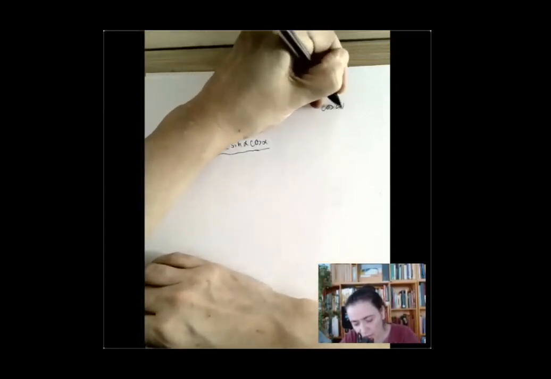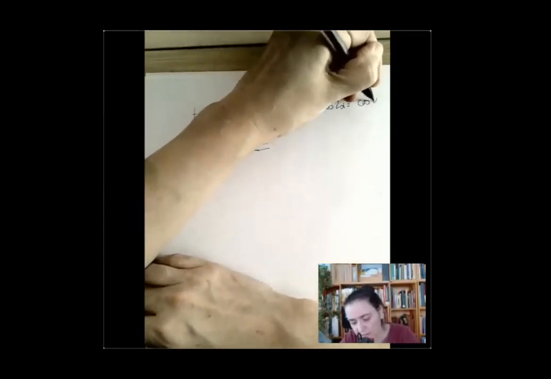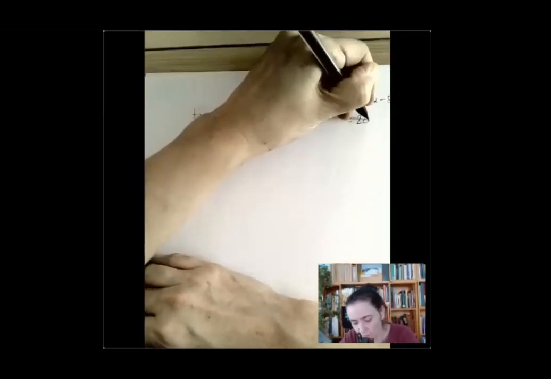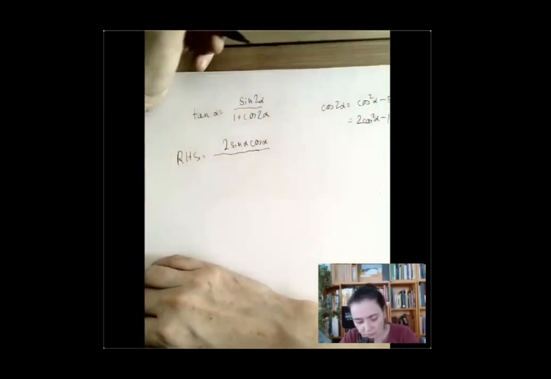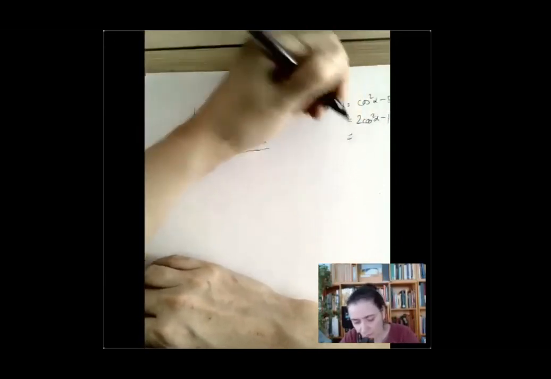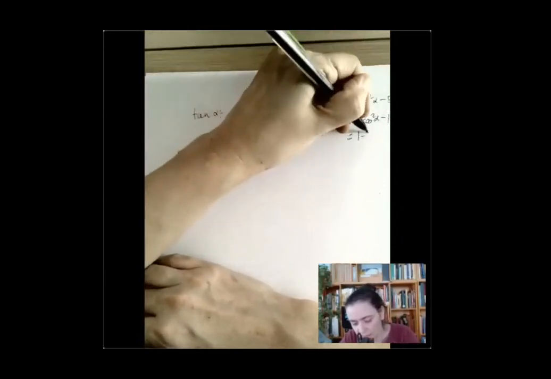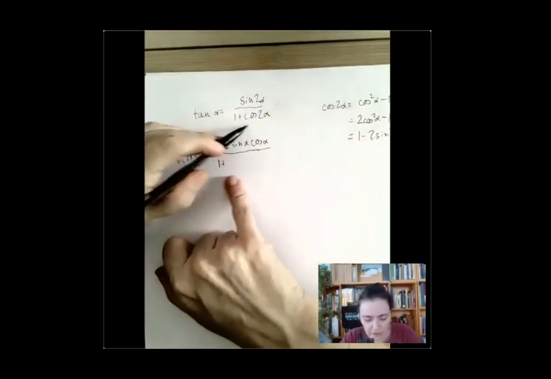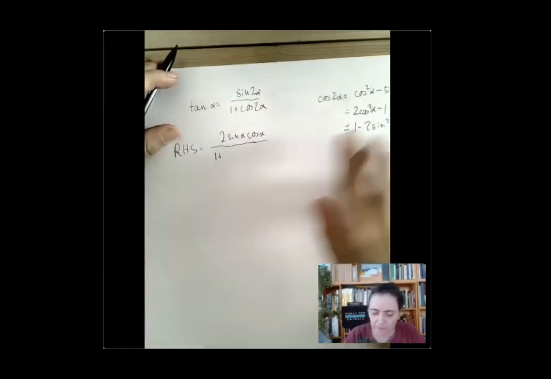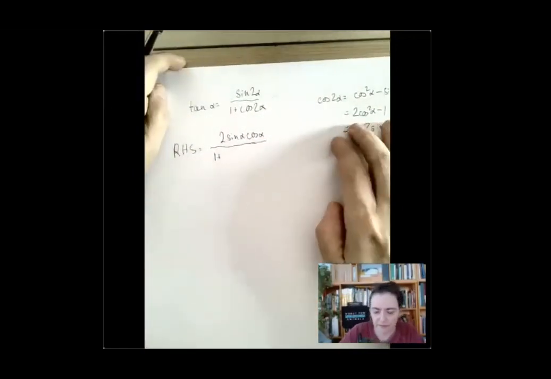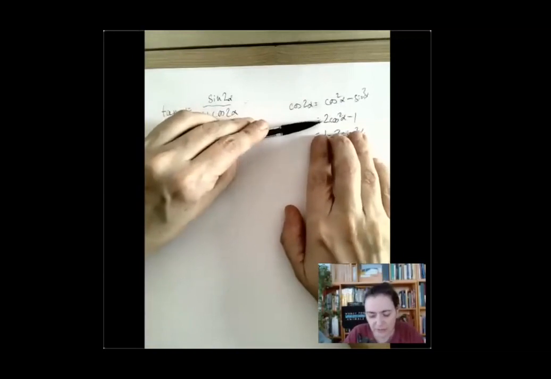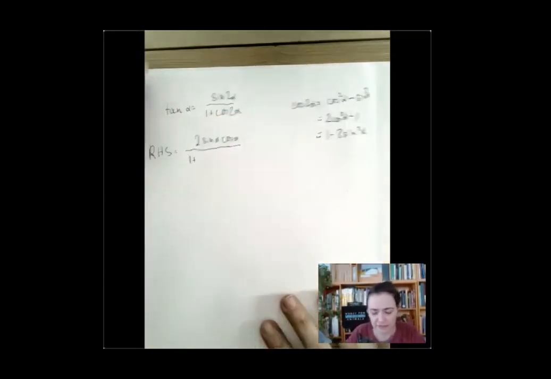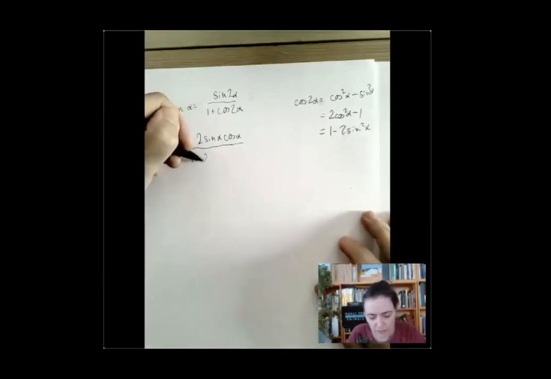Cosine 2 alpha is cosine squared alpha minus sine squared alpha, or 2 cosine squared alpha minus 1, and that's the one I'm liking here, or 1 minus 2 sine squared alpha. So if you want to add cosine 2 alpha to 1, this form will automatically cause a cancellation. 1 will cancel out, and then we're left with what we hope to be a product.